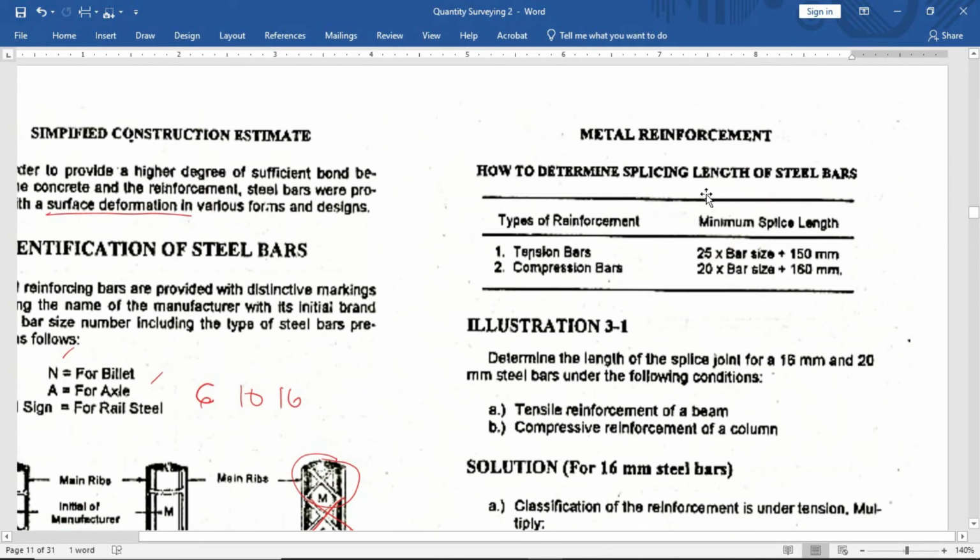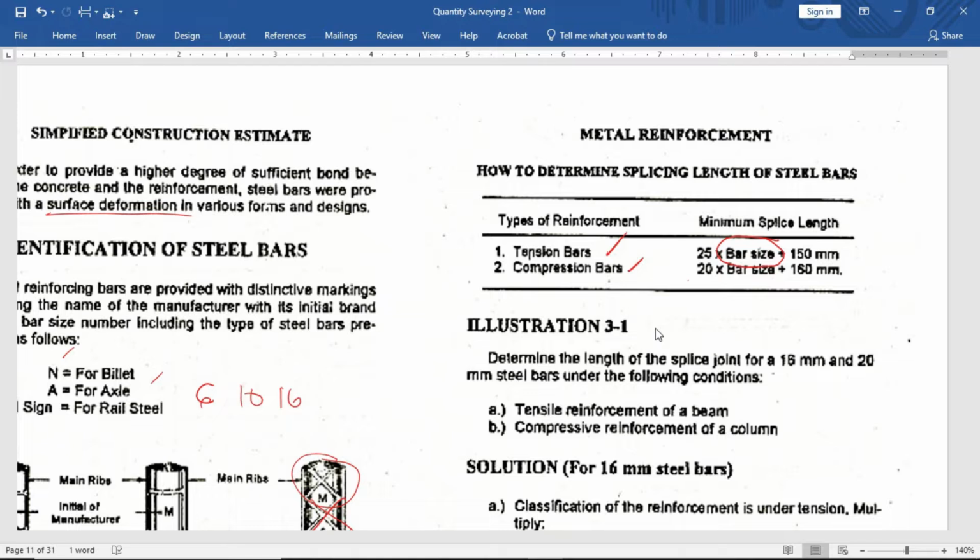So, how to determine the splicing length of steel bars? We have what we call types of reinforcement. There are two: tension bars and compression bars. The minimum splice length for tension bars is equal to 25 times the bar size, meaning the diameter of the bar that we use, plus 150. That is for tension bars.